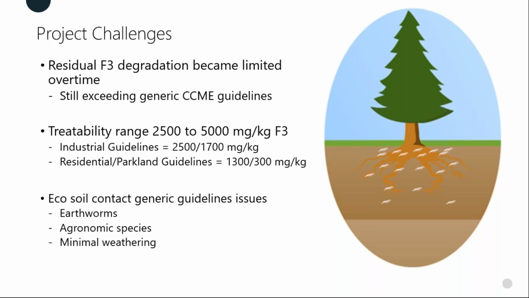And so F3 often gets held up. The limiting exposure pathway for F3 on these land uses is the ecological direct soil contact exposure pathway. And often the CCME guidelines really represent a generic scenario, and it's dominated by agricultural settings. When we say agricultural, that's where we see the presence of earthworms. Earthworms are not found naturally in the Northwest Territories or many boreal forest areas. And the guidelines are often dominated by agronomic species as opposed to boreal forest species.